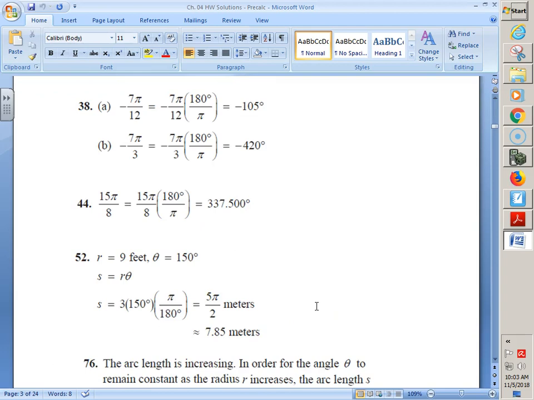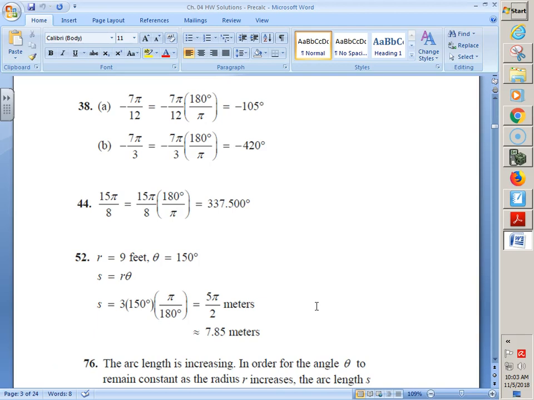38, you were converting from radians to degrees. Hopefully you built the bridge the right way. 38 was nice and easy because the pi's cancel out, so you get to go ahead and reduce, and there you got your degree. The pi's cancel out. But not every time will the pi's cancel out. This one, the original radian answer, the 7 pi over 12 had a pi. Sometimes they stay. Number 44, also converting, building the bridge. There we go. This one wasn't nice and pretty.